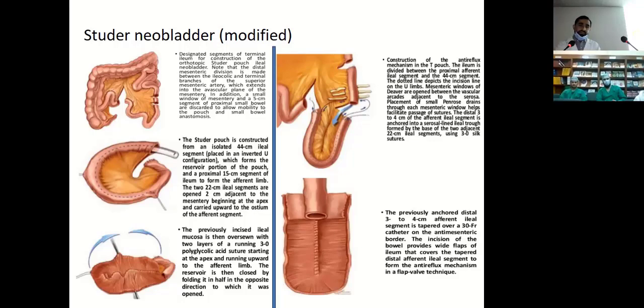Previously incised, the ileal mucosa is then closed with a two layer running suture starting at the apex and running upward to the afferent limb. The reservoir is then closed by folding in half in the opposite direction to which it was opened.